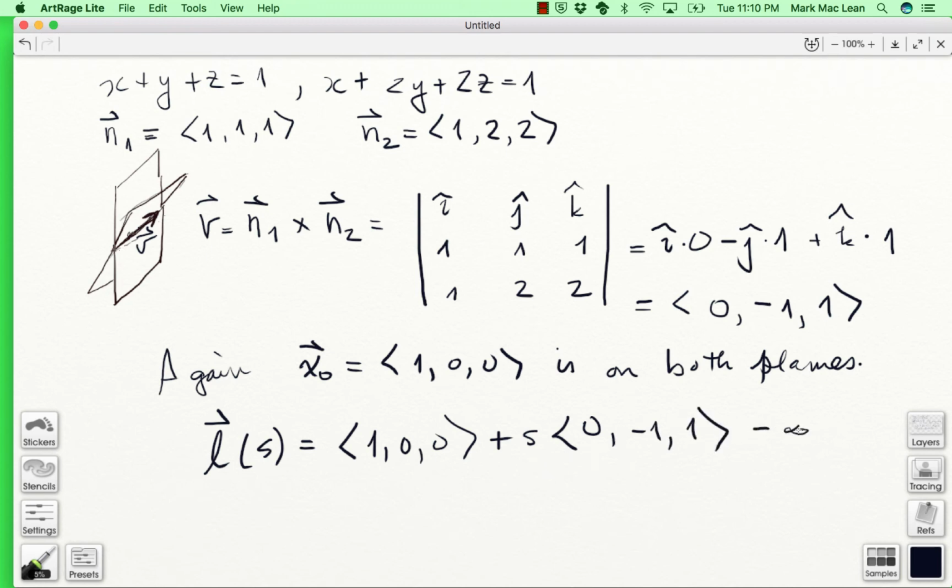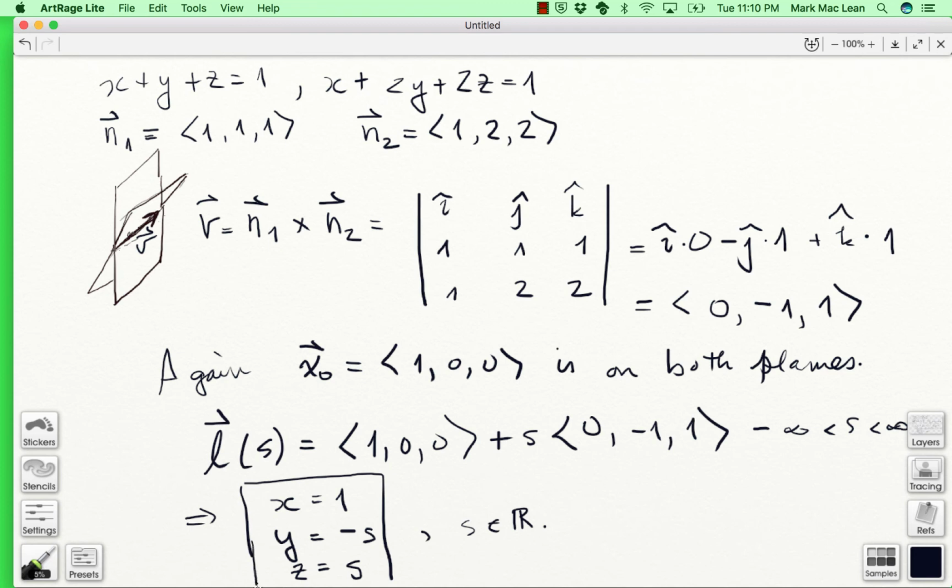And here, again, s is between plus and minus infinity. And so this tells me I get exactly what I expect. I get x equals 1. Oops. I'm a little tired here. It's getting late. y equals minus s. And z equals s, where s is a real number here. So here again is the same parameterization. I used s instead of t. It doesn't make any difference.